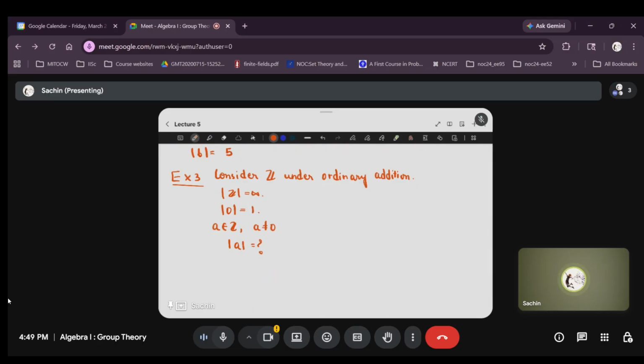So I'll write it as infinite, but really that symbol shouldn't be used too much. So this is an example of a group that has elements of infinite order. And once it has elements of infinite order, the group is also of infinite order. And why is that? If an element of a group has infinite order, why should the group be infinite?